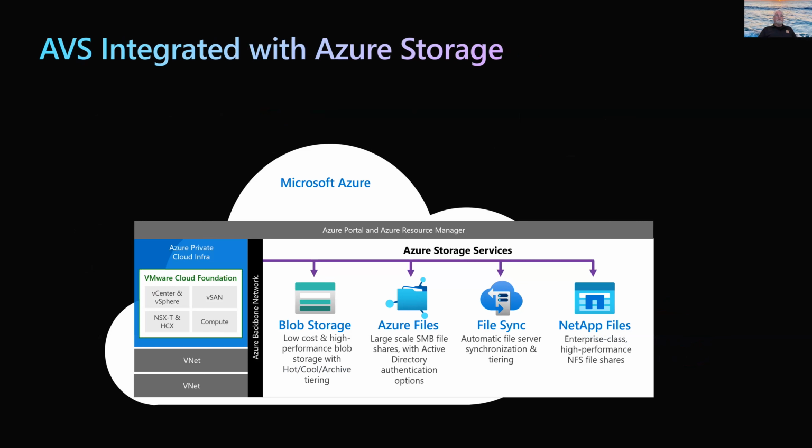From a storage standpoint, I mentioned before you can use Pure Storage, which is native from VMware. You can also use Azure Blob Storage, which is the cheapest. It also offers a variety of tiers, everything from sub-penny per gig per month, which is archive, to hot storage, and then also to cool storage. You also have several tiers of performance. You can do SSD, premium SSD, or ultra SSD.